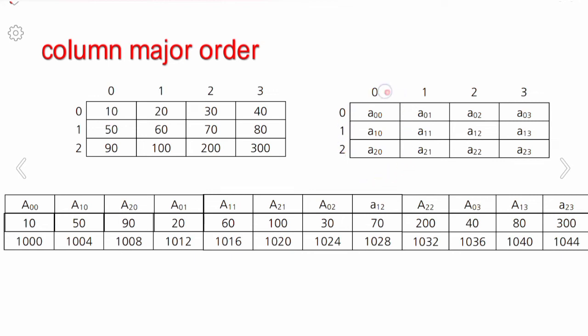That means like this. So A00, A10 and A20. Okay. Next, we will go to the next column, that is A01, A11 and A21. Right. So next A02, A12 and A22. And then A03, A13 and A23. So in this manner we are going to store the data into the memory. Okay.